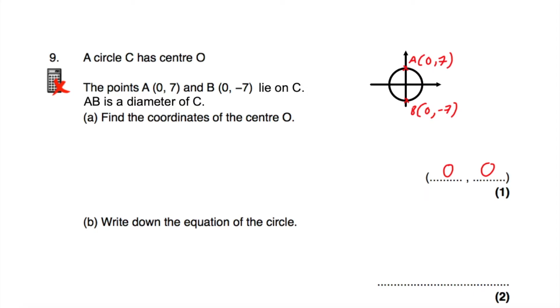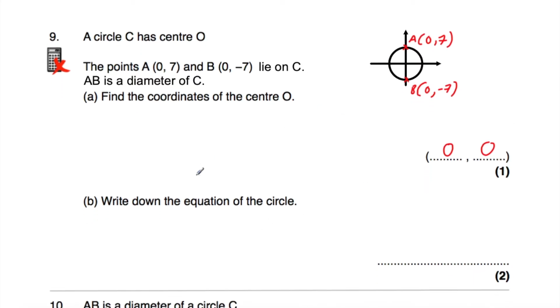Okay, part B. Part B says write down the equation of the circle. So remember the equation of a circle at GCSE level is x squared plus y squared equals r squared. So we've got x squared plus y squared equals the radius. Now the radius of the circle, here we've got 0, 0, the centre of the circle, and the point A is 0, 7, so we've gone 7 up, so that means that the radius of the circle is 7. So the radius from here to here is 7.